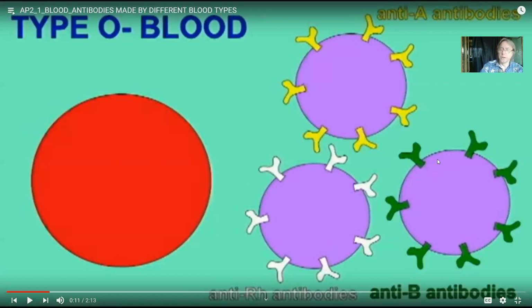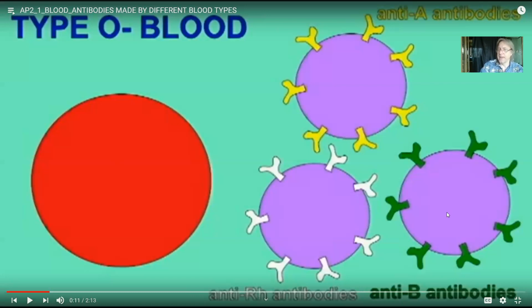When we ask what are their white blood cells like, then the answer is you don't want to attack yourself. But since this individual does not have yellow, green, or white triangles on their red blood cells, it doesn't matter whether they make yellow, green, or white antibodies.